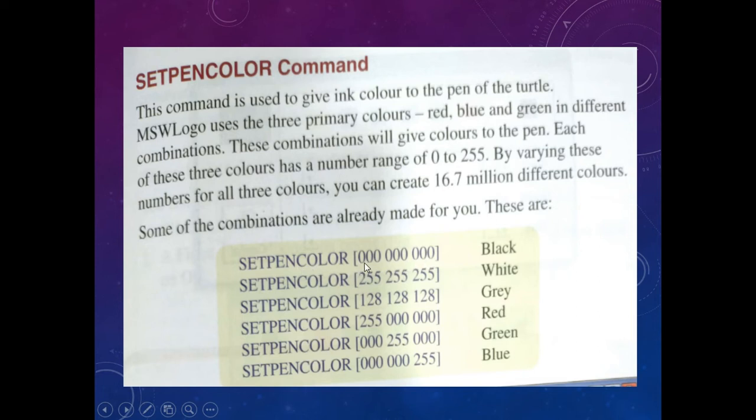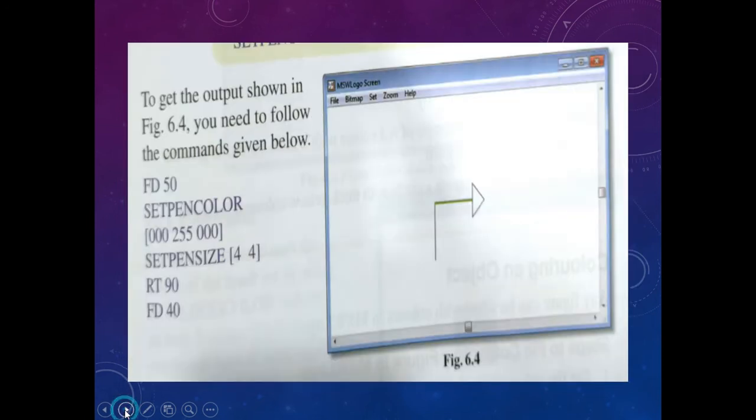Here we have to give 3 numbers in a combination. Okay, so we have to give space. When you're writing one number, then give the space for another number and the third number. This way we have to write 3 numbers, and some examples are given. This is for black, white, gray, red, green, blue. You can give your own numbers and you can create different colors. So this way you have to give the numbers. So here the example of the command is given for the green color. You can see in the figure. We will do it practically.